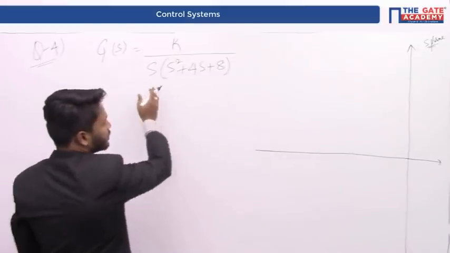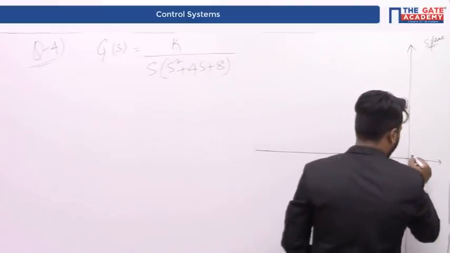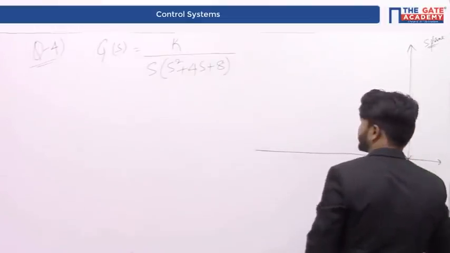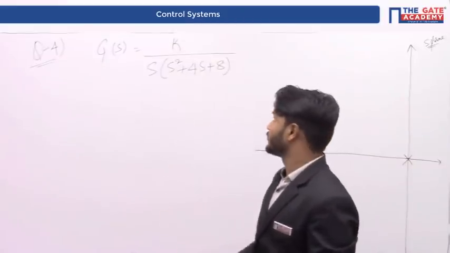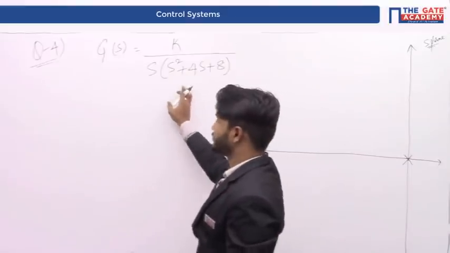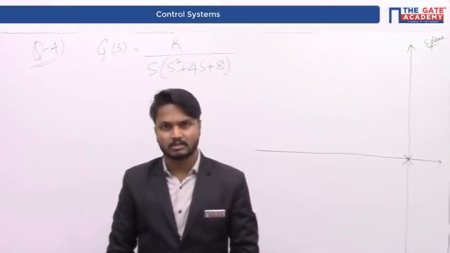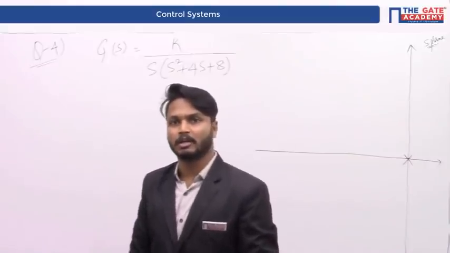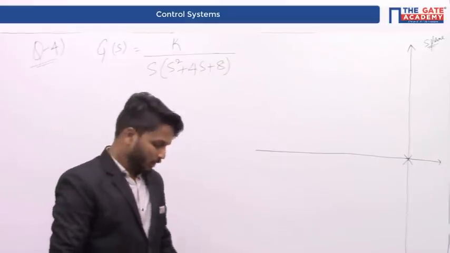So one root is already at origin, one pole is at origin. Therefore, this particular pole I can mark here, right? In order to find out the location of the other two poles, I just have to factorize this particular equation. Just find out the roots of this quadratic equation, that is minus b plus or minus root over b square minus 4ac by 2a.